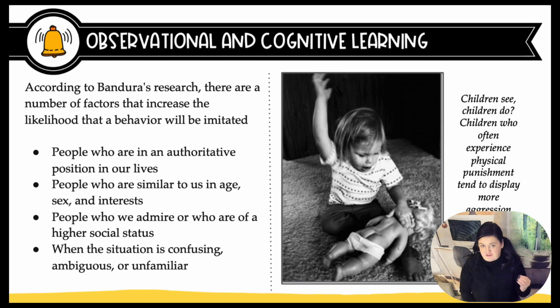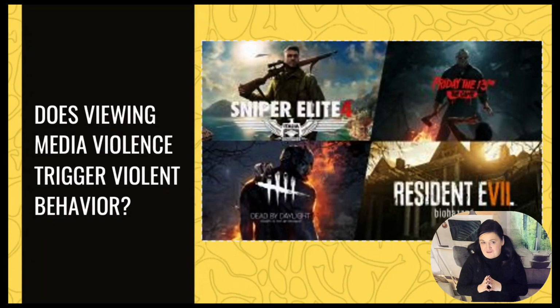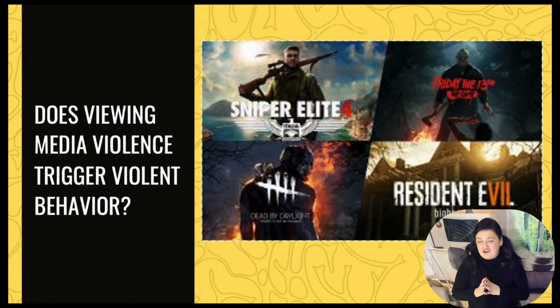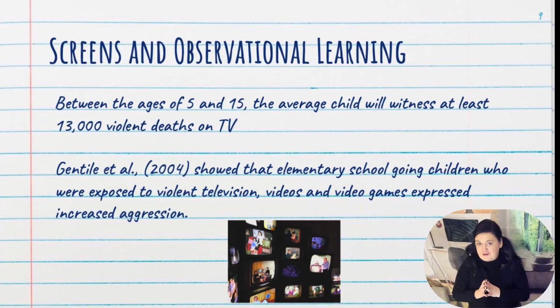When the situation is confusing, ambiguous, or unfamiliar, children are likely to imitate aggressive actions that they viewed on a film clip in a lab setting. Doesn't it also stand to reason then that they would imitate the violence that they observe in popular films, television, video games? In 2005, the American Psychological Association issued a warning report concluding that exposure to violent interactive video games increased aggressive thoughts, feelings, and behaviors in most teenagers.